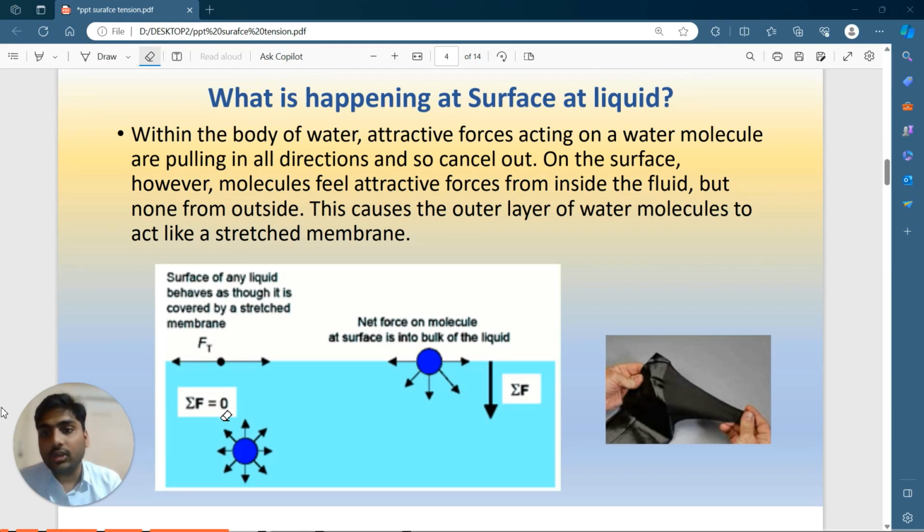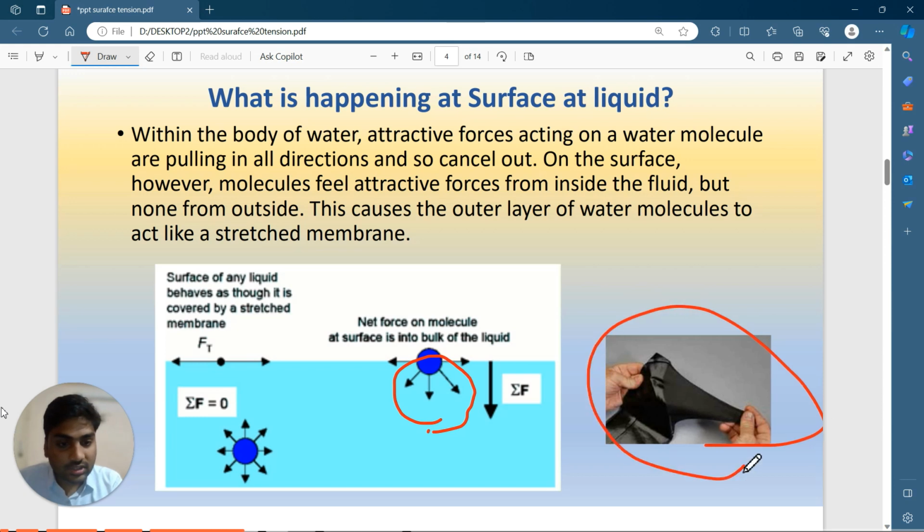On the surface, however, a molecule feels attractive forces only from inside, but none from outside. This causes the outer layer of molecules to act like a stretched membrane. It is acting like that. Can you see this rubber band here?